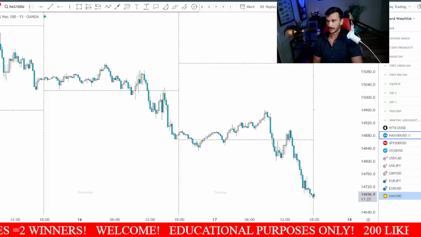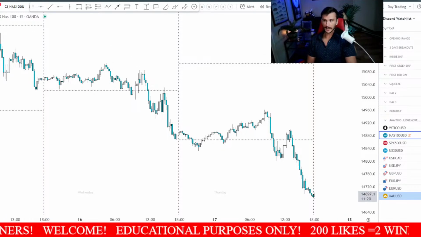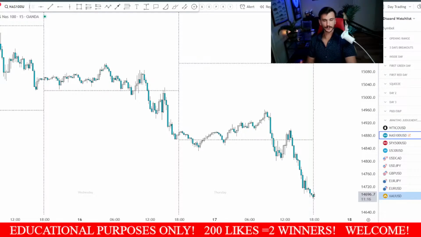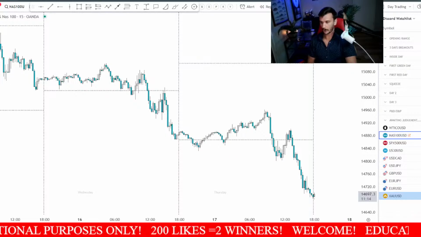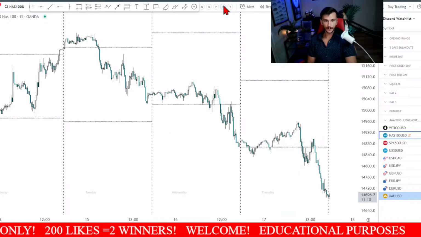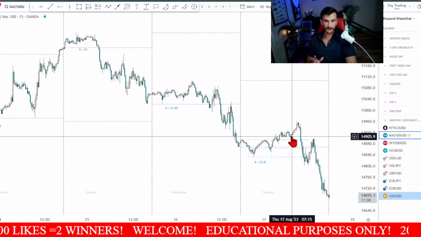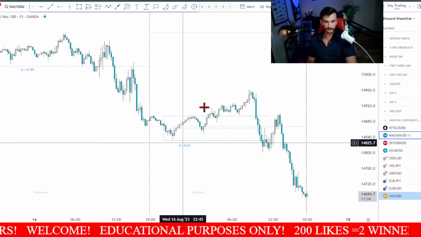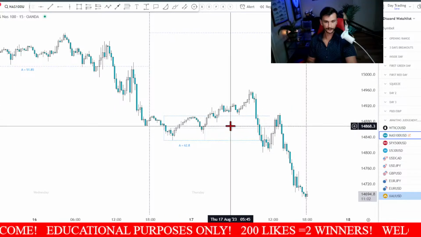Let me get this out of the way. I probably should use it a lot more because for those of you that don't know, the Asian range is essentially the opening range for the day. For all of you who love using the weekly templates out there, the Asian range is essentially just the opening range for the day.